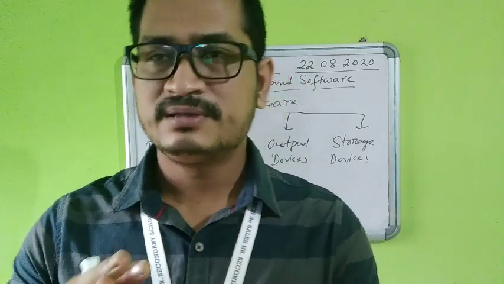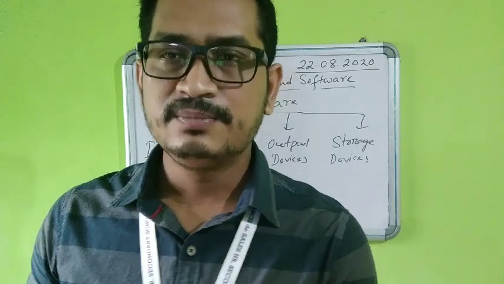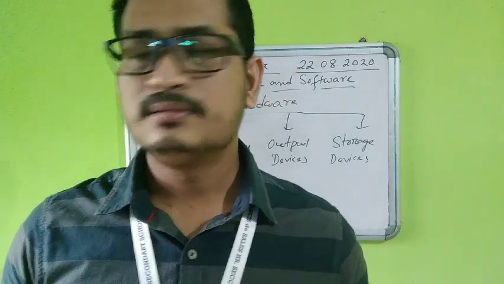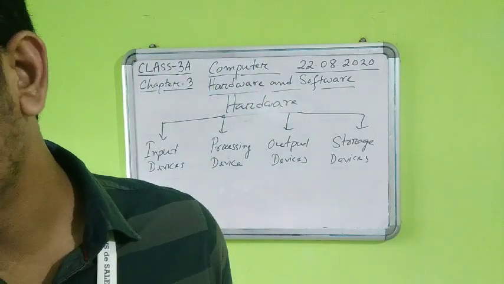Why is it called the brain? Because everything of the computer is done in the CPU only. So that is why it is called the brain of the computer. Fine. That also we have discussed before.